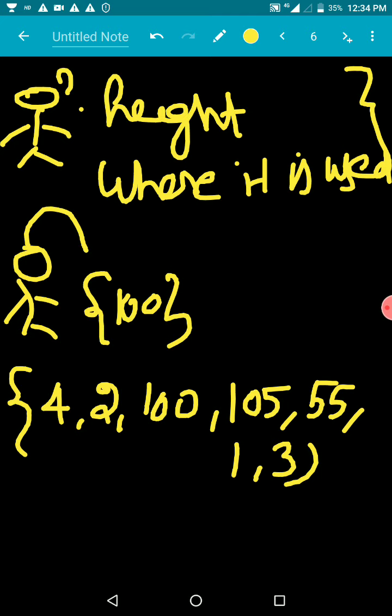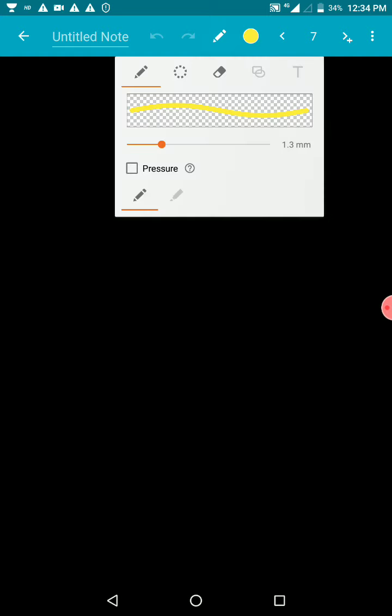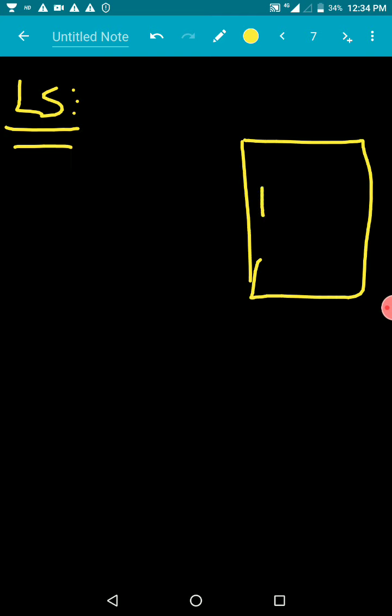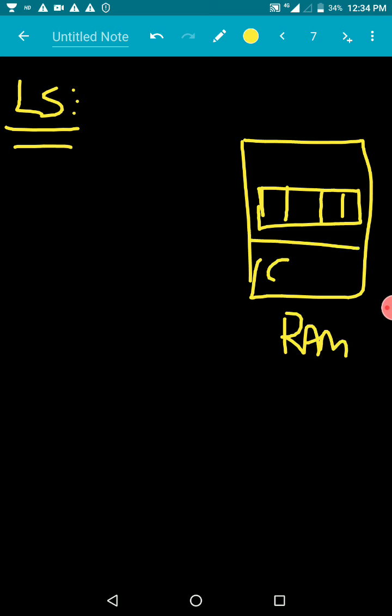So what you do is follow some procedure. You are following linear search. If you are following linear search, assume that the list is already stored in an array in the RAM. Here is your code, and this is your CPU.